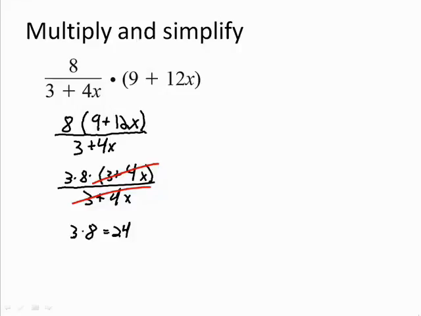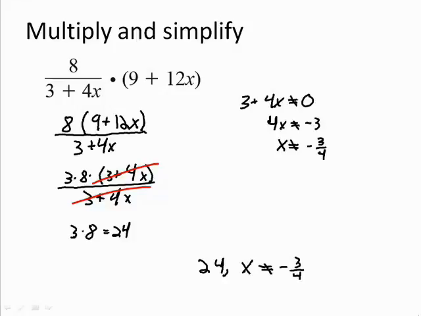This expression has to have the same domain as the original expression. You took a 3 plus 4x out of the denominator. When 3 plus 4x is equal to 0, the denominator is equal to 0, and the entire expression is undefined. So 3 plus 4x cannot be equal to 0. Solve this equation for x. Subtract 3 from each side. 4x cannot be equal to negative 3. Divide each side by 4. So x cannot be equal to negative 3/4. So the simplified expression is 24, where x is not equal to negative 3/4.